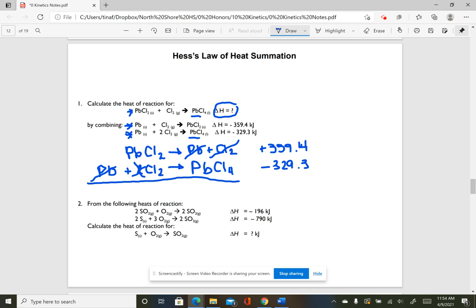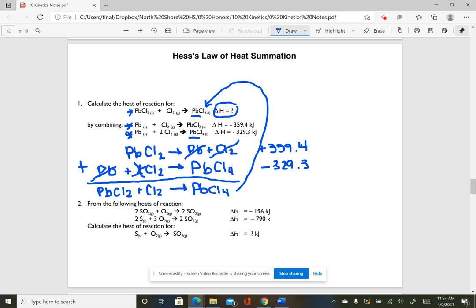Now what you want to do is you want to add these equations together. Everything that's on the left side, you want to rewrite on the left side, but you want to do it together. And anything that's on the right side, I want to write on the right side. Does this reaction exactly match what is being asked? Yes.